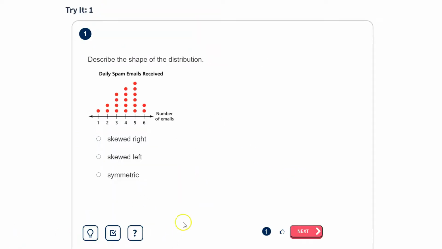So let's practice this here. Again, this time it's a dot plot with daily spam emails received. If we were to create a little line to follow this, most of our data is more on the right, meaning we have a tail to the left. So this dot plot is skewed left. So the distribution here is skewed left.